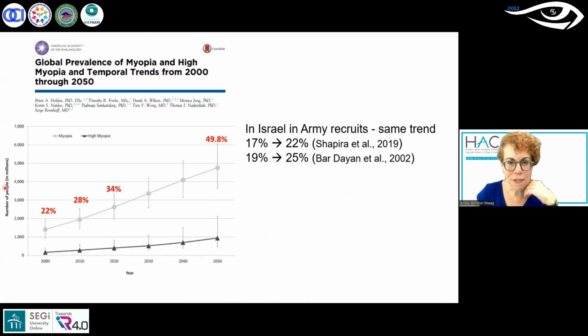So I'm sure you're all familiar with this graph that came from a paper from the Brian Holden Foundation that has been tracking the prevalence of myopia since the year 2000 and predicting what the prevalence will be in the year 2050. And one thing that we're really certain of is that the prevalence of myopia in the world is increasing. From 22% in the year 2000 to 34% in the year 2020, with a prediction that by the year 2050, half the population in the world is going to be myopic. I can tell you that in Israel, there are some pretty good studies done in army recruits that show a similar trend, that the prevalence of myopia is increasing.